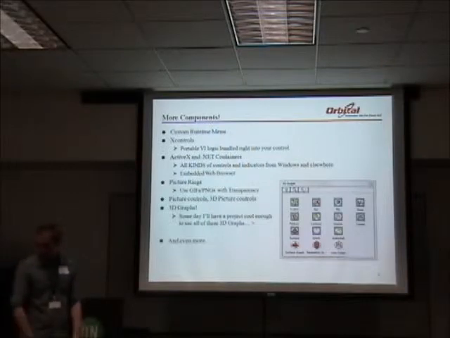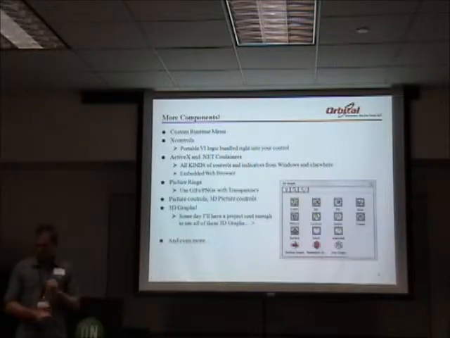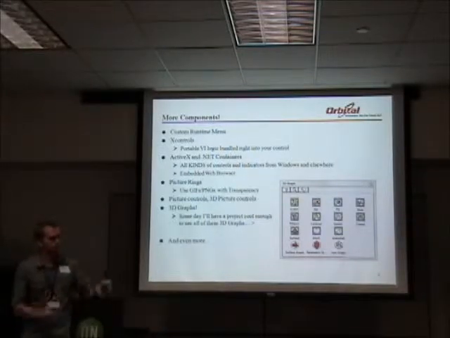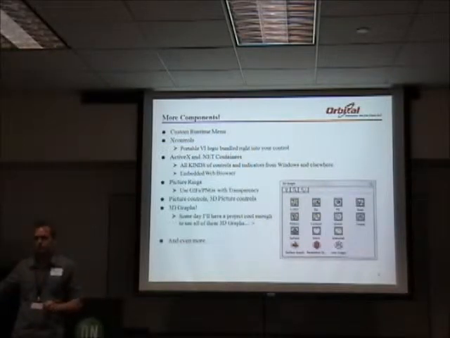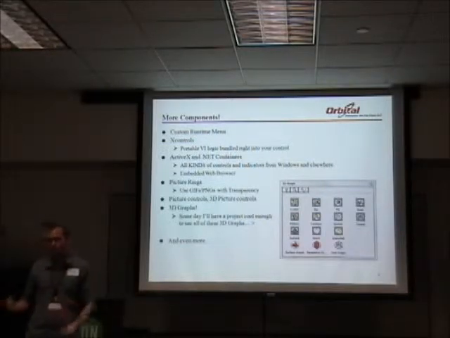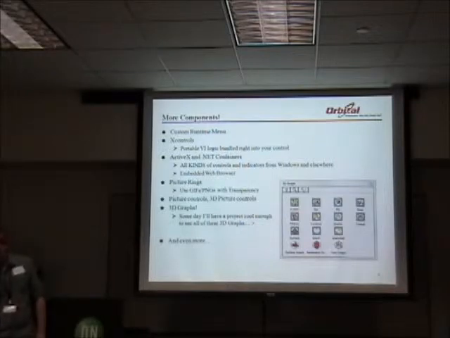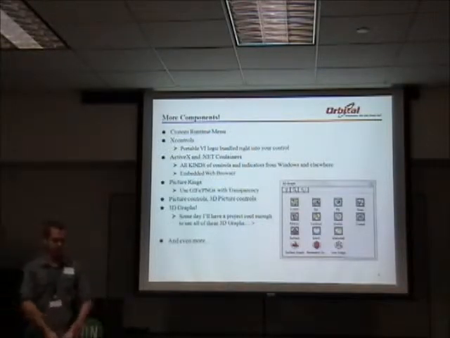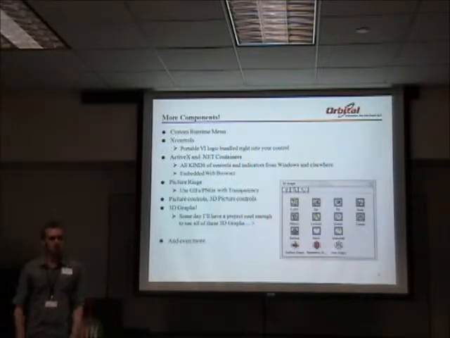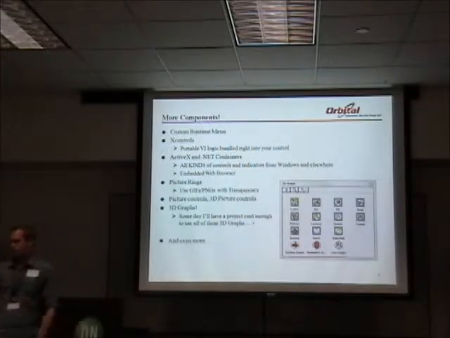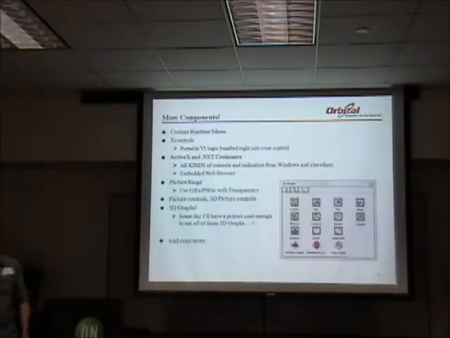More advanced stuff. Custom runtime menus, custom right-click menus is a favorite of mine. X controls, you can bundle logic into your controls, so anywhere you drop it, the logic follows with. Kind of cleans up some of your frequently used things. ActiveX and .NET containers are kind of the hook to the world. You go pick them off a website and use whatever stuff that's not on the palette, but it's got its own logic behind the scenes.